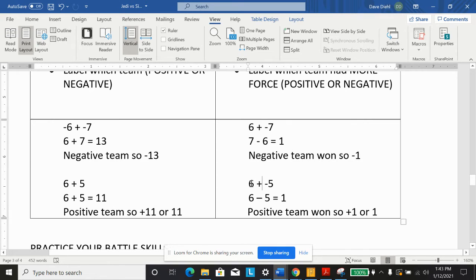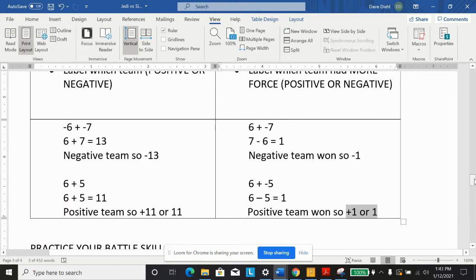Down here, you have 6 plus -5. Well, this means there's 6 Jedi and 5 Sith. So the first thing you want to do, since this is a destroy, because there's some good and some bad, is see how much they cancel each other out. So you say 6 minus 5 is 1. And in this case, there's 1 left over, but it's from the Jedi, from the good guys, because there's more good than bad. So I would label the answer as +1 or just 1.